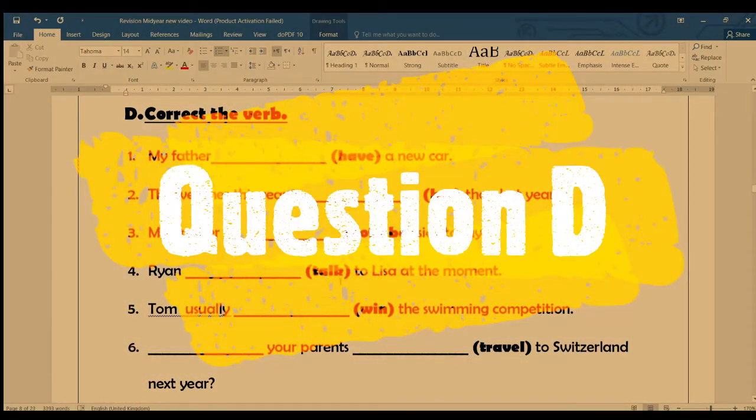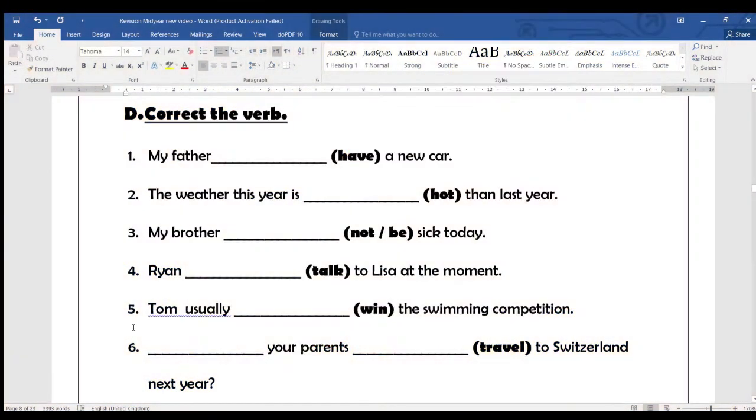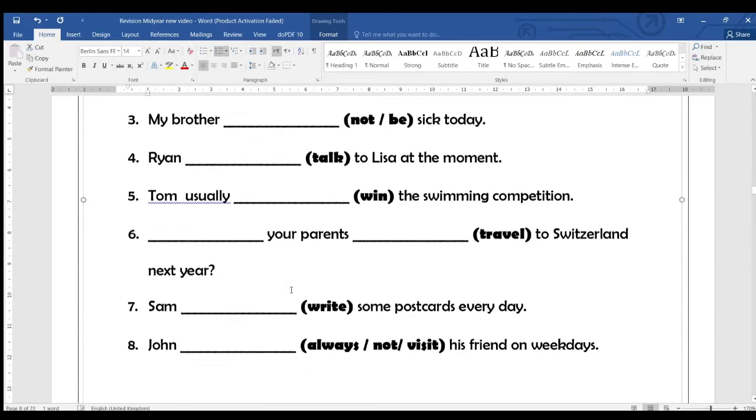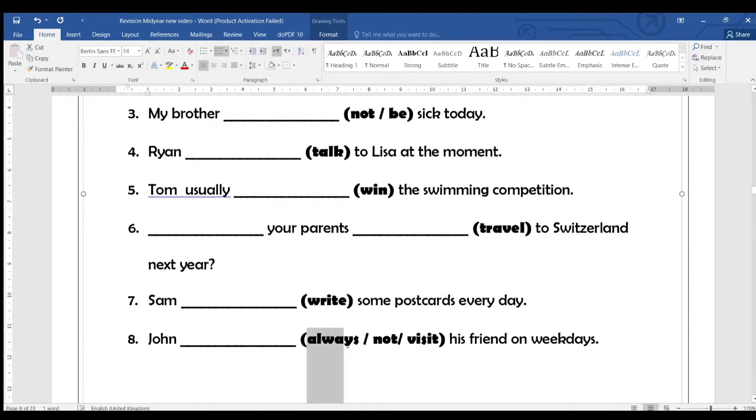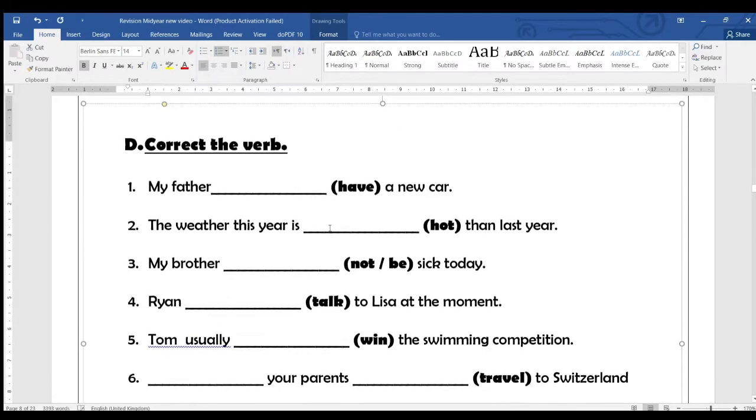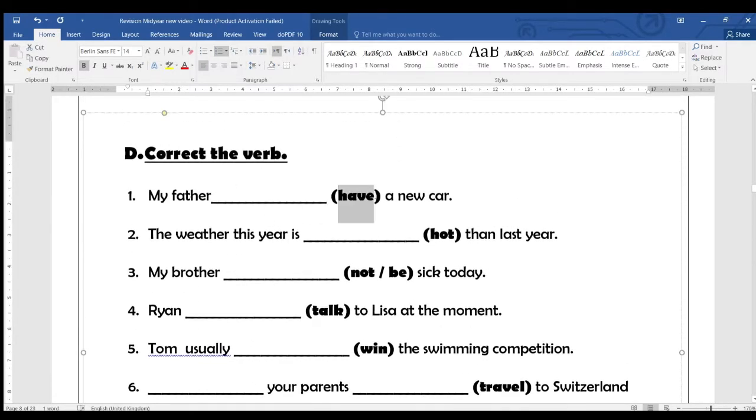Question D. Correct the verb. Before we start, what I'm going to do in this question is take a look at this verb between brackets and put it in the sentence correctly. So I need to decide which tense to use. If I have a negative, I need to decide how to put the negative in this tense. If I have adverbs of frequency, I need to put them in the correct place with the negative or without, depending on what you have between the brackets.